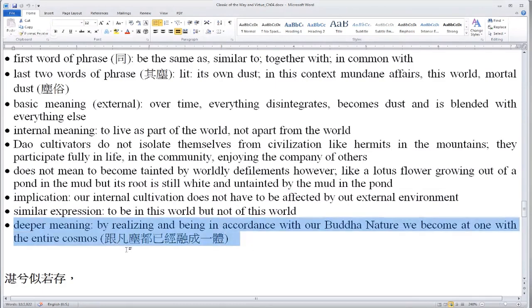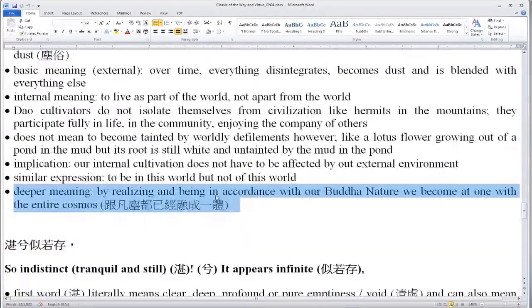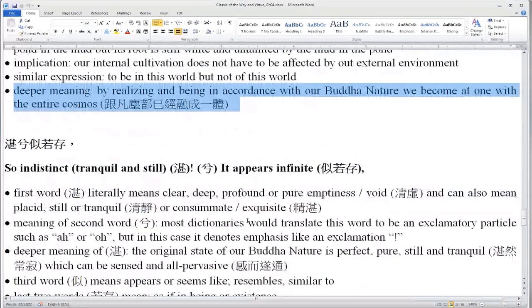Okay, so by realizing and being in accordance with our Buddha nature, we become one, fully merged with the mundane world. Okay, all right. This is, I think, where I might have left off last time.